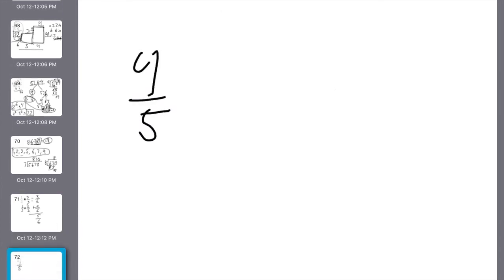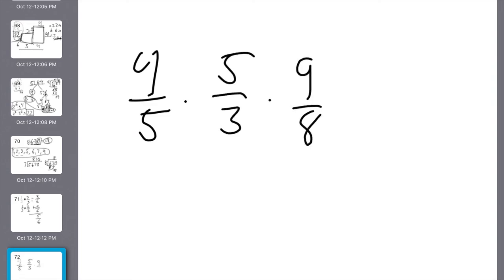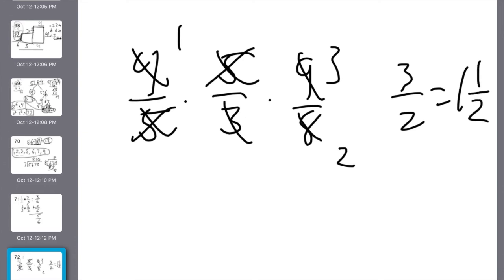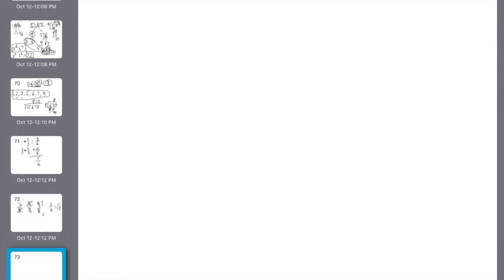24. This time we got a big multiplication problem. I have 4/5 times 5/3. I made it improper in my head. Times 9/8. So multiply the whole numbers, add the numerators. Now I start to look for things I can cancel. 5s are gone. 3 goes into 9 3 times. 4 goes into 4 once. 4 goes into 8 twice. I multiply the tops. I get 3. I multiply the bottoms. I get 2. That simplifies to 1 1/2.